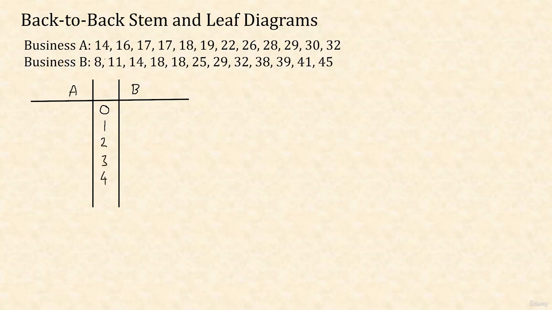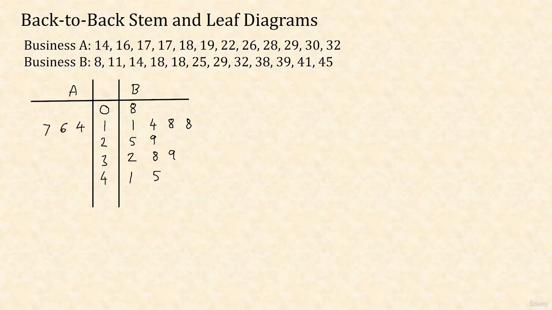So I'll start with B's. That's the same as before. You've got 0, 8. Then you've got 11, so 1, 1, then 14, 1, 4, then 18, then 18. Then you've got 25, 29, 32, 38, 39, 41, and 45. Now, for A's, you have to read it in reverse. So 14 is 1, 4, and 16 is 1, 6.